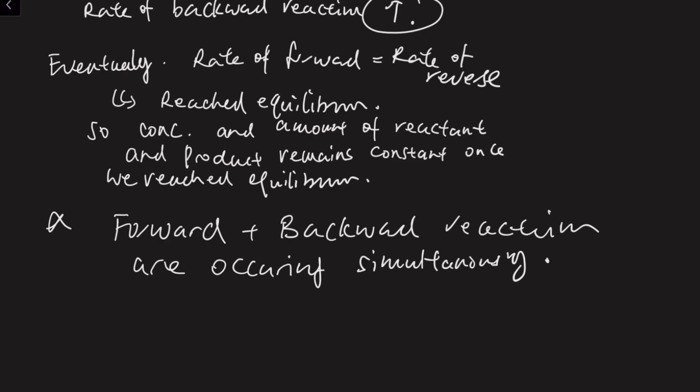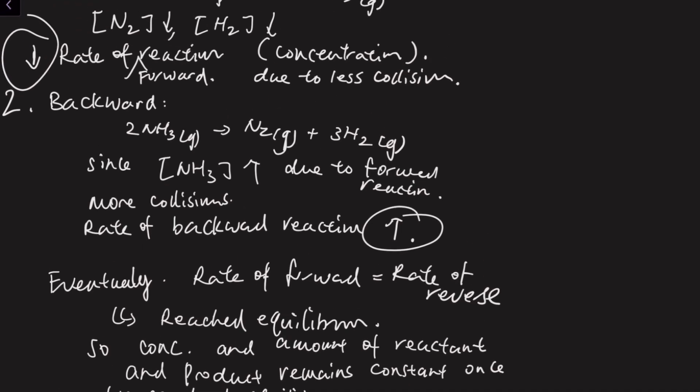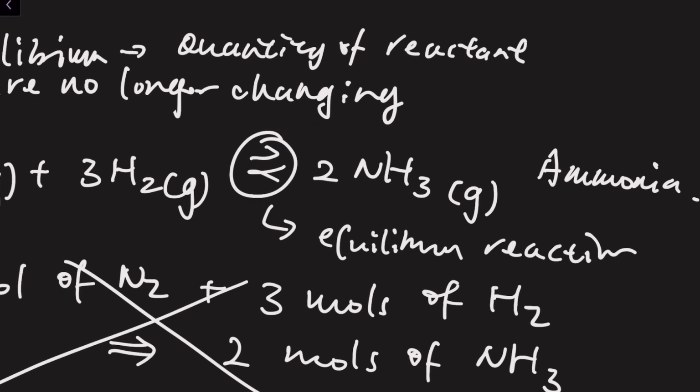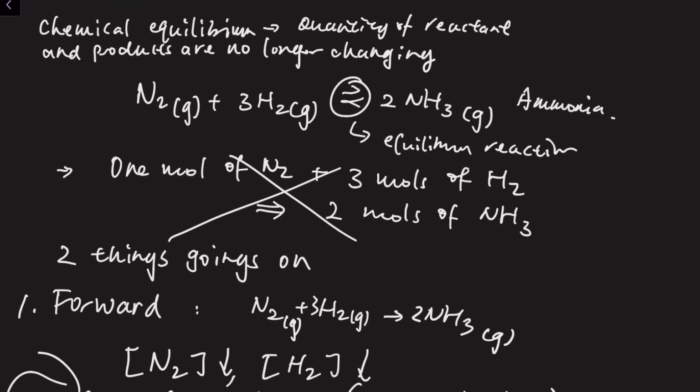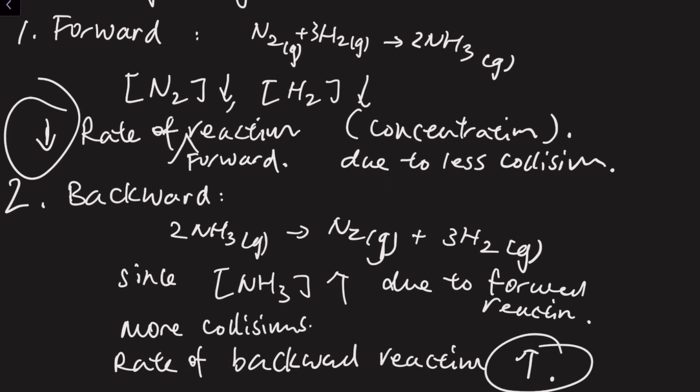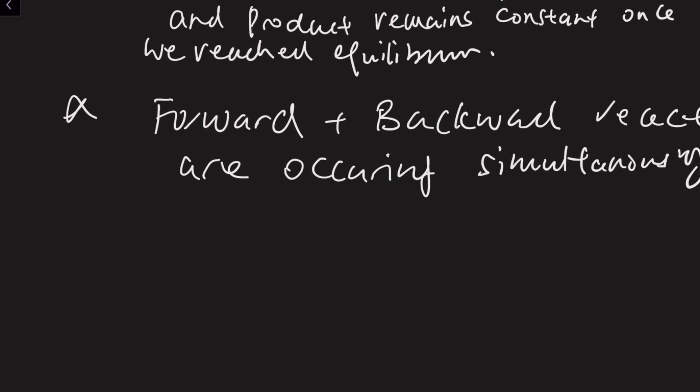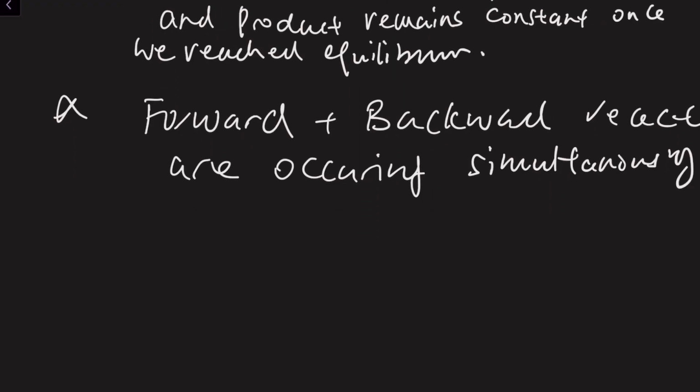So this is the reason why we have this dynamic going on, because we have forward reaction going on and at the same time we also have backward reaction. So this is the underlying theory behind why we reach equilibrium in a chemical reaction rather than reach complete completion.